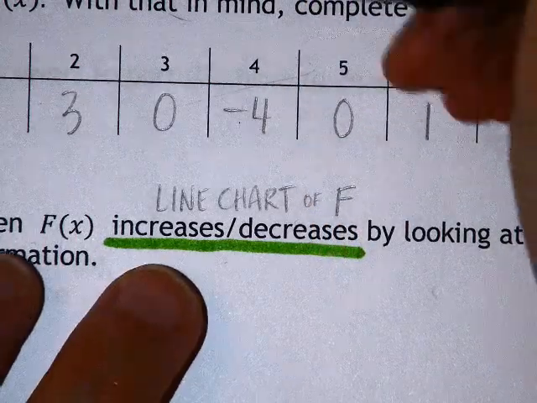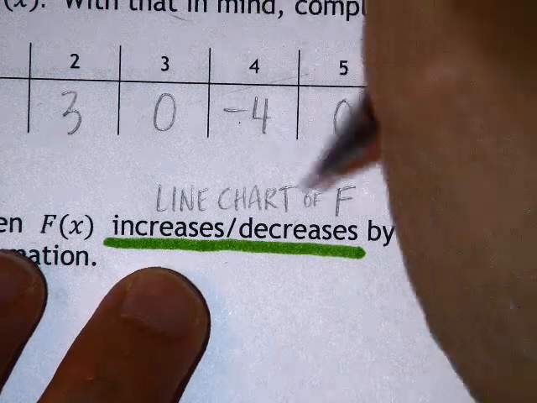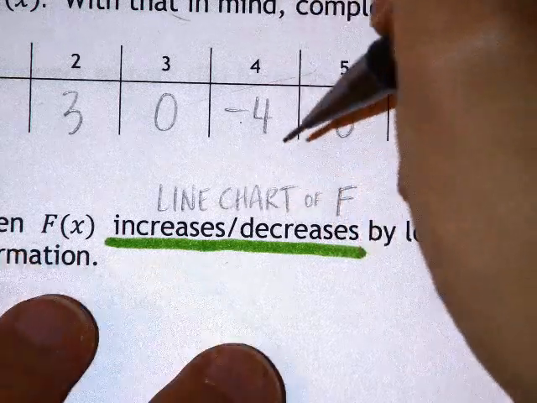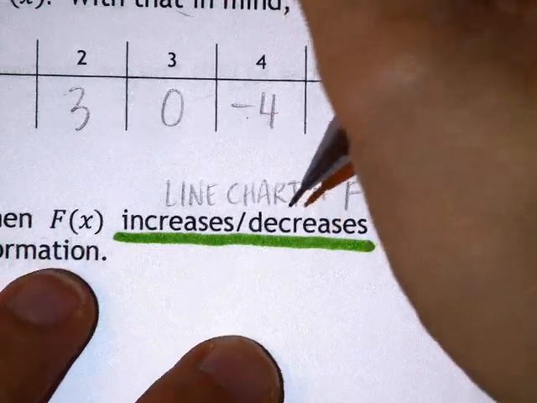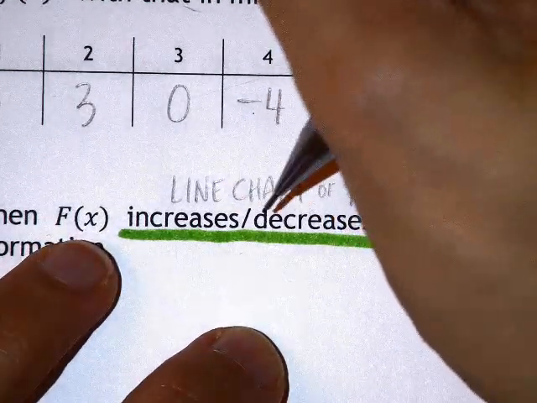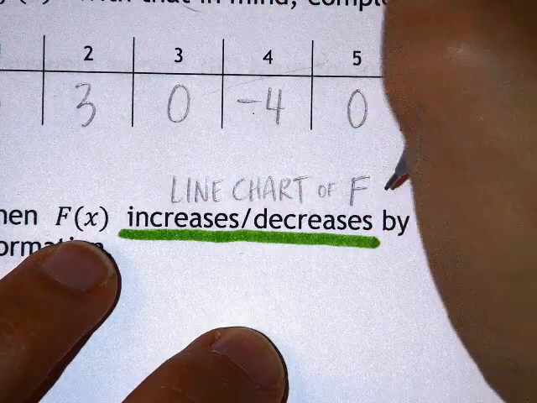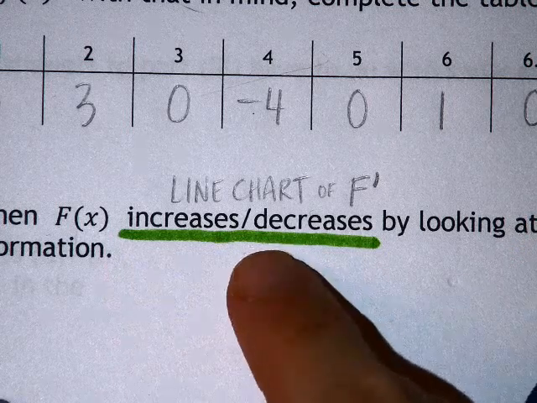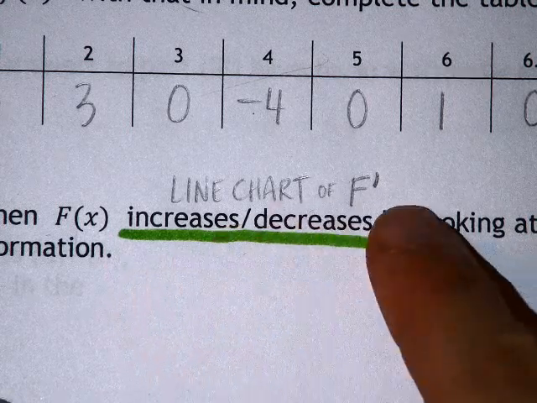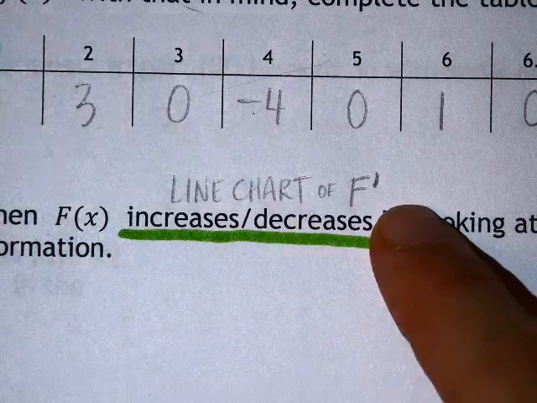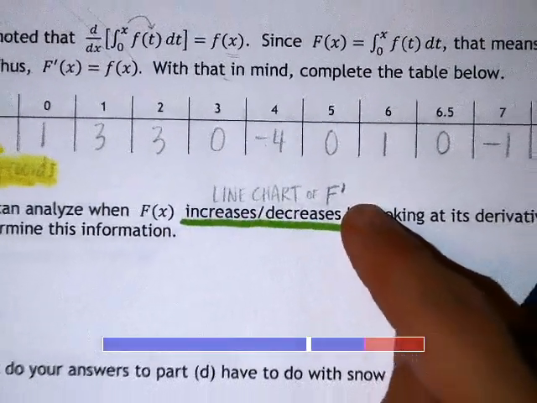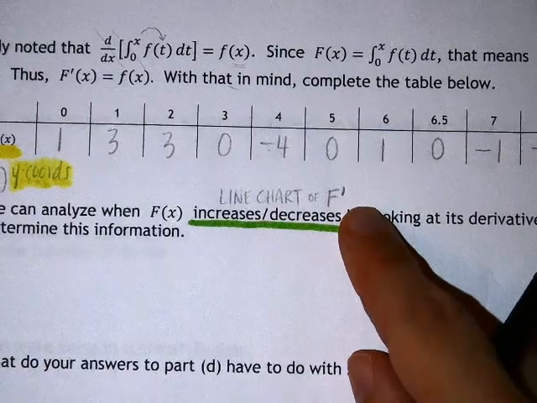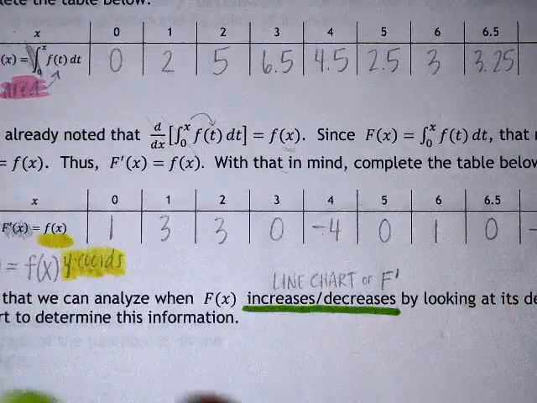So I want to make sure that I understand how big F can increase or decrease. Now, the big F itself is not going to tell me increasing or decreasing. To know if I'm increasing or decreasing, I need to know about big F prime. So if I need to analyze a line chart of big F prime, that means I need to ask myself, what do I know about big F prime? We just talked about big F prime in question letter C.